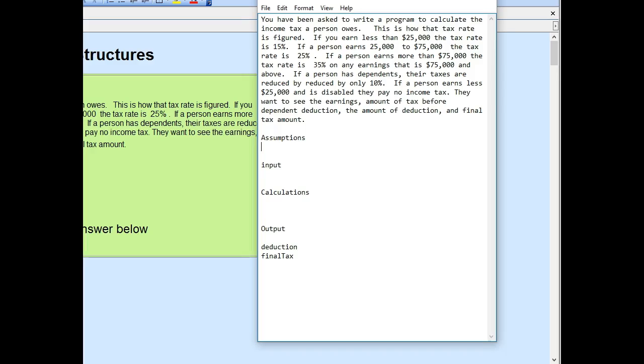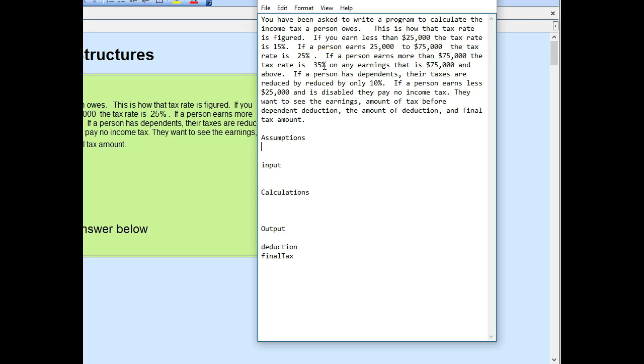Alright, this is the tax problem. We were asked to calculate the income tax. So the income tax has some tax brackets. If you're less than 25,000, you pay 15%. Between 25 and 75, then we're at 25. And if a person earns more than 75, then there's a 35% rate.